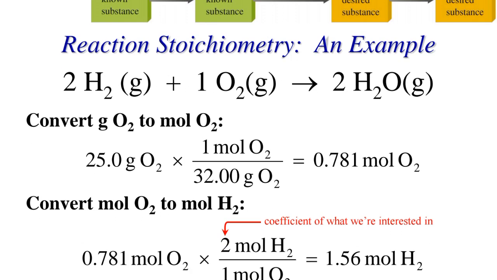Example here. First of all, you must have a balanced chemical equation. Here we have 1 mole and 2 moles, so it is already balanced. From that, you must change the mass of oxygen into moles. As I said, the number of moles is equal to mass over molar mass, or you can say 1 mole of oxygen gas is equivalent to 25 grams of oxygen gas.